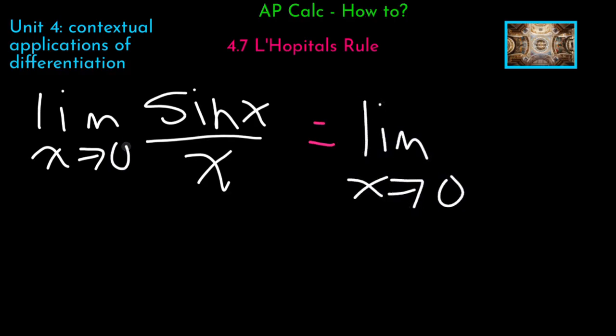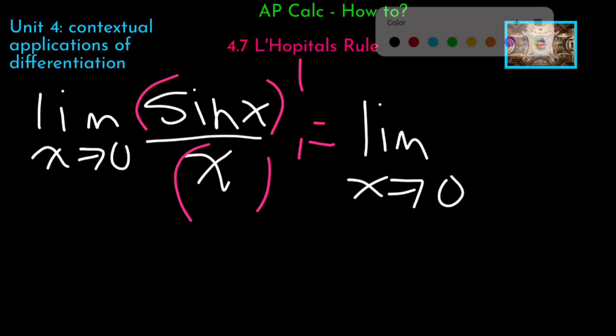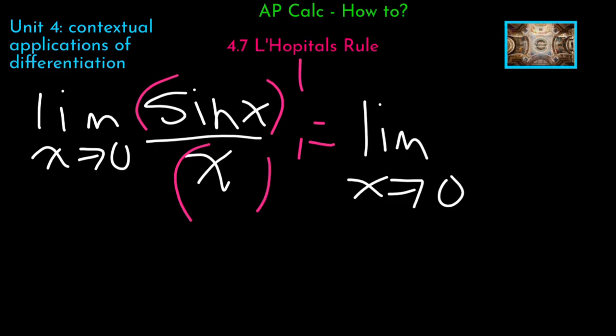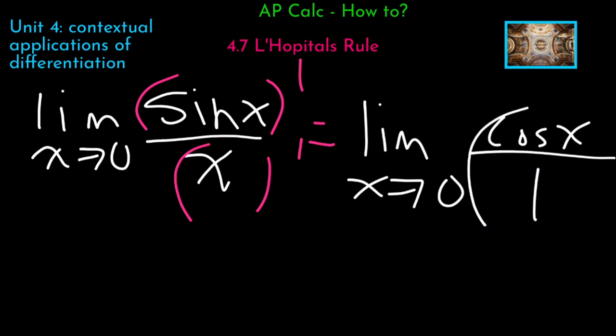as x goes to 0, and then we're going to take the derivative of sine of x, derivative of x, and keep them in their respective places. So the derivative of sine of x is going to be cosine of x, which we know, positive cosine of x, and then the derivative of x is 1. And now this is solvable because it's not 0 over 0 anymore like it was over here. It's now 1 over 1.